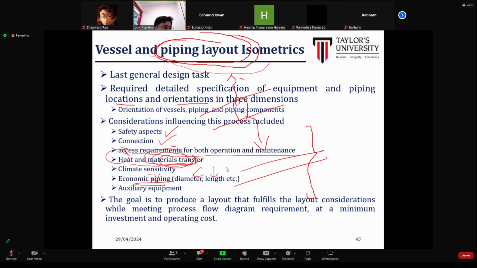Okay, we still have another one or two more slides. Never mind. Let us finish our lecture today. Okay, so now we proceed.